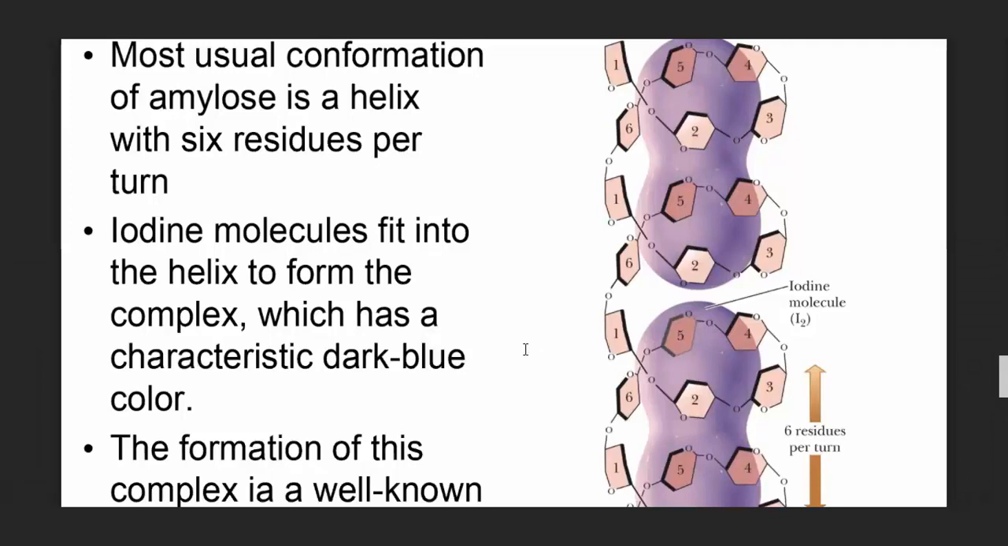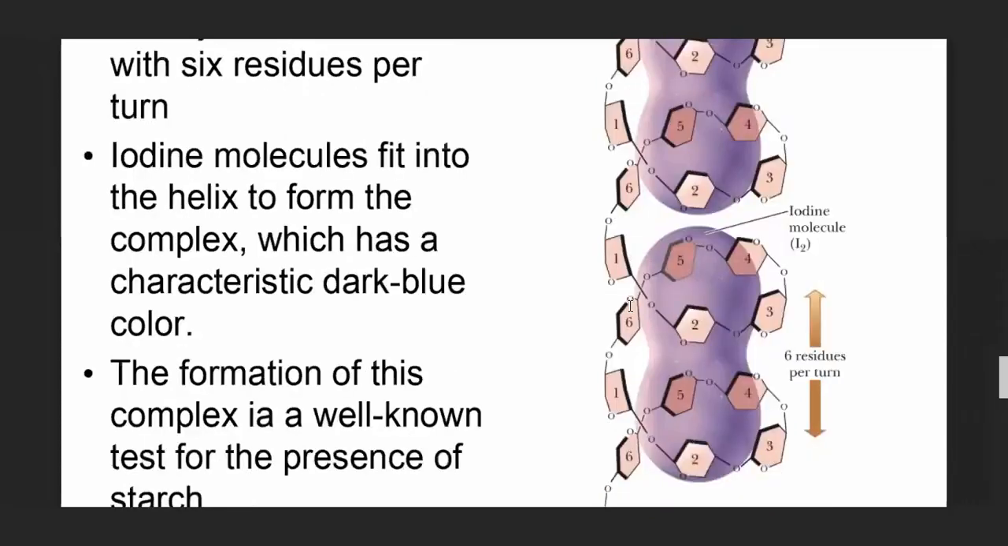Now, also, amylopectin gives a positive iodine test, but the color is red rather than blue, so you can distinguish between amylose and amylopectin. And the color is red-brown.